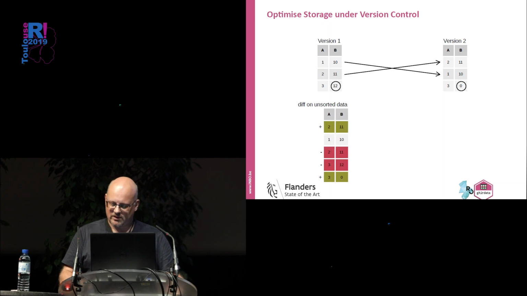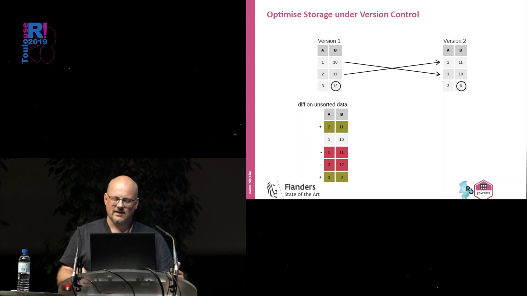So if we would commit that again as is, then this would be the diff if we used unsorted data. The update of the third row is stored as removing the old version of the third row and inserting the new version of the third row. The position change of the second row is indicated as removing it at its original location and inserting it at the new location. In our opinion, the position of an observation should not contain information.